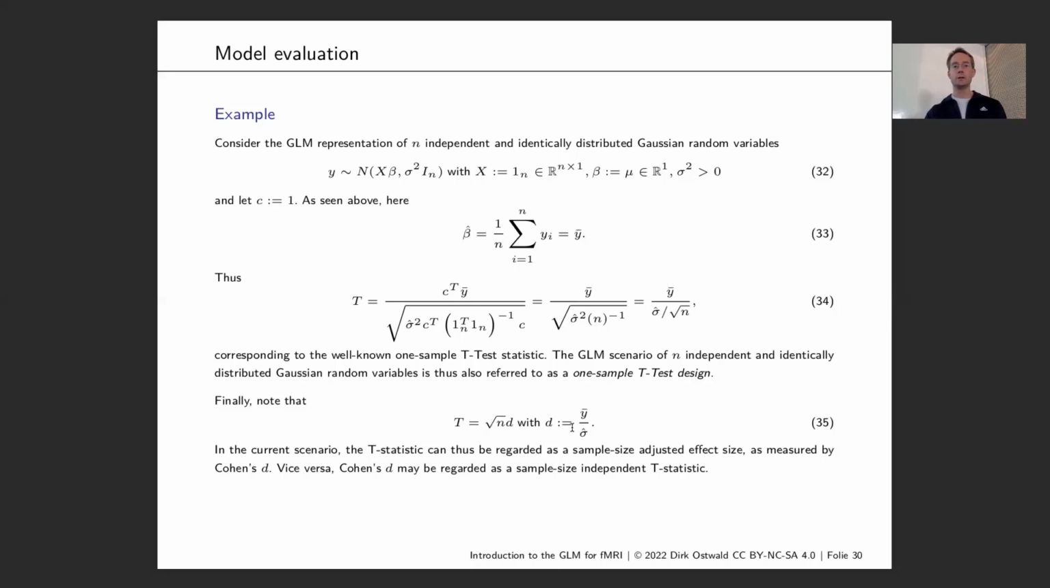So Cohen's d and t-values can be transformed into each other by multiplication or division by the square root of the sample size. So they're closely related. So this Cohen's d is essentially a sample size independent signal to noise ratio, or a t value is a sample size dependent signal to noise ratio. And you can discuss what you like more.